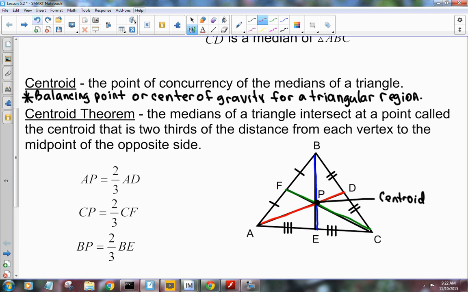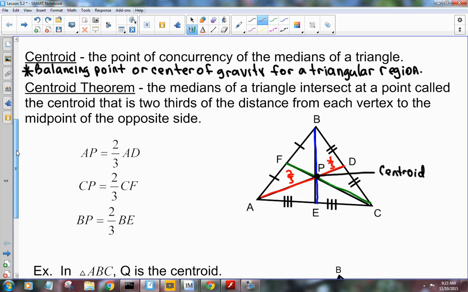The shorter part, which is from the centroid to the midpoint, is 1/3 of the entire median. The longer part from the vertex to the centroid is 2/3 of the entire median. And then this shorter part here is half the longer part, because 1/3 is half of 2/3, right? The longer part is 2/3 of the entire median, and the short part is half the long part. Okay? So let's do an example.